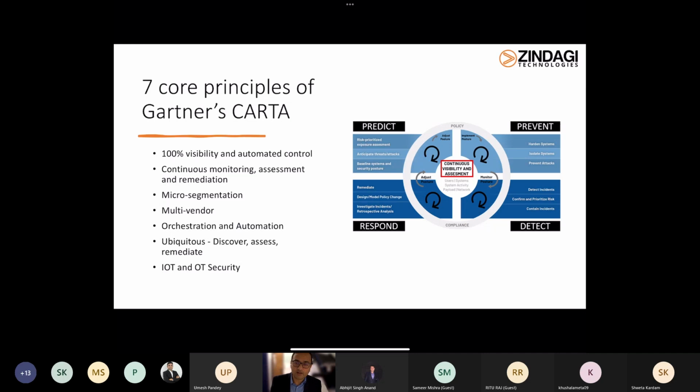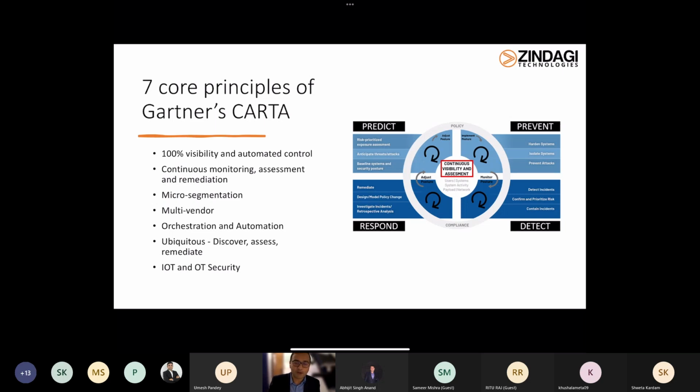And finally, number seven is effective security management of IoT devices and OT devices. Typically an IoT device does not have an agent installed on it. So how do you secure something that doesn't have an agent? How do you talk to it? How do you communicate to it?